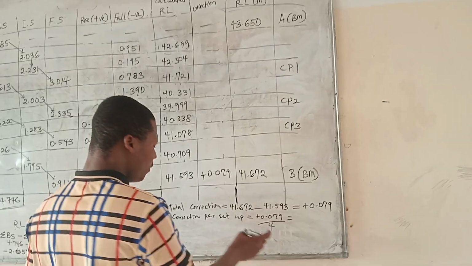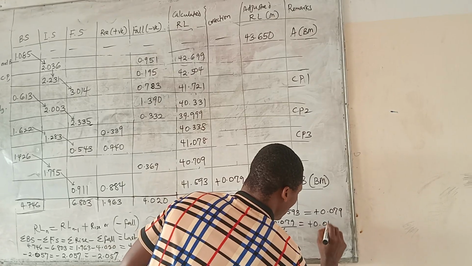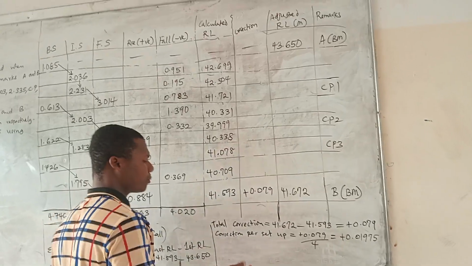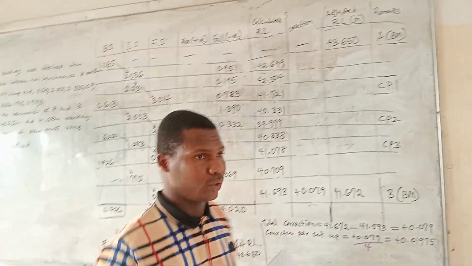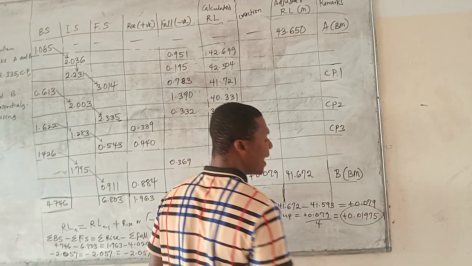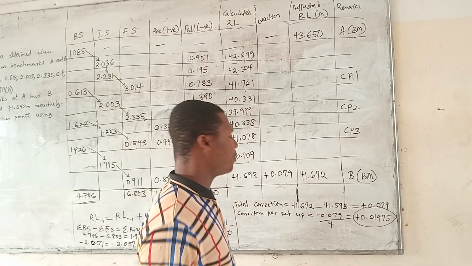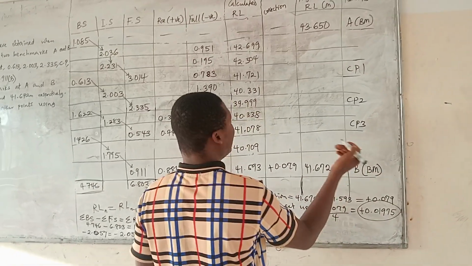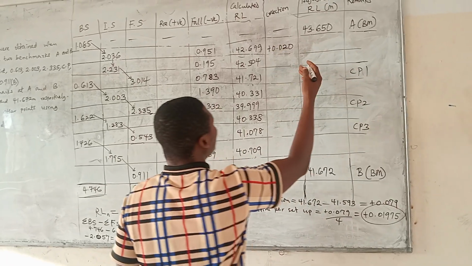Alright, so if you divide this one now by 4, we have it to be plus 0.01975. Alright, so for the first setup, the correction, because now each setup has the same correction, you multiply this value here by 1 and it will still give you the same result. So all the first setup readings, you will write the same value. Just approximate this one to 3 decimal places, we have it to be plus 0.020.